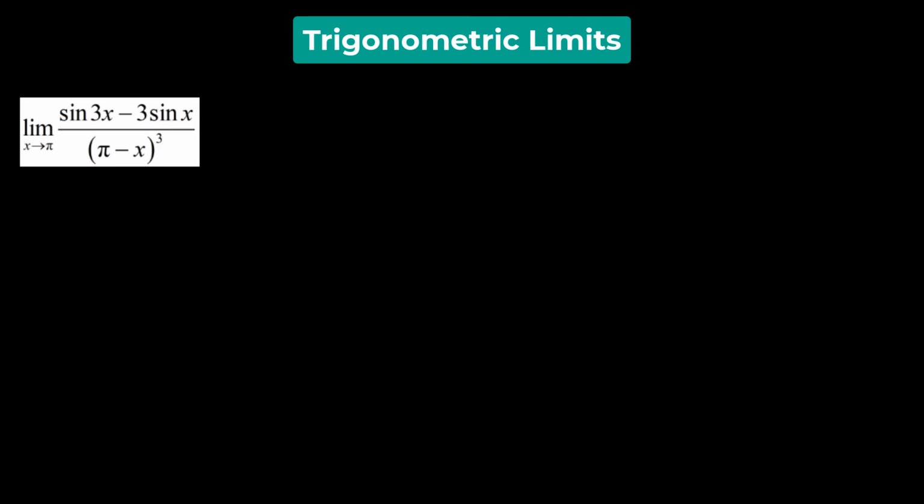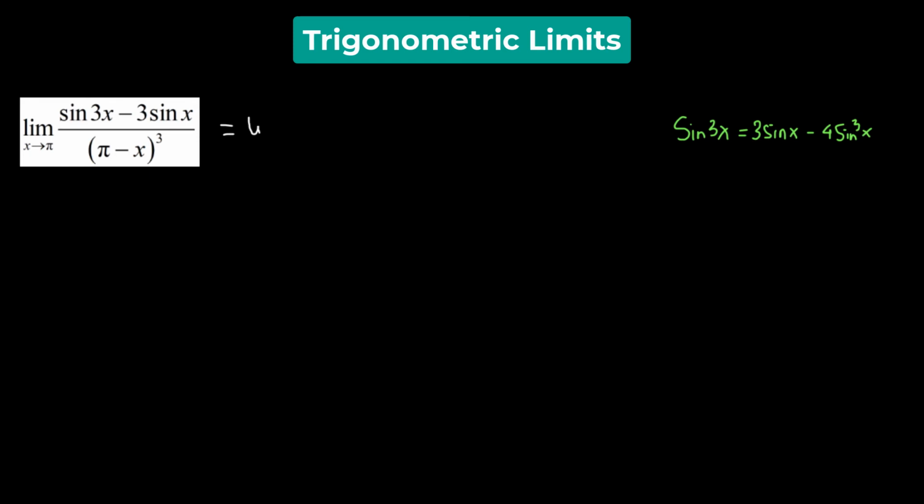So here we have the function (sin 3x minus 3 sin x) divided by (pi minus x) whole cubed. So we have to determine its limiting value when x approaches pi. Clearly, when you substitute the value of pi, we have an indeterminate form of 0 over 0. So that means we will need to simplify our given function. Now we're going to use the identity that sin 3x is equal to 3 sin x minus 4 sin cubed x. So let us substitute this value into the function.